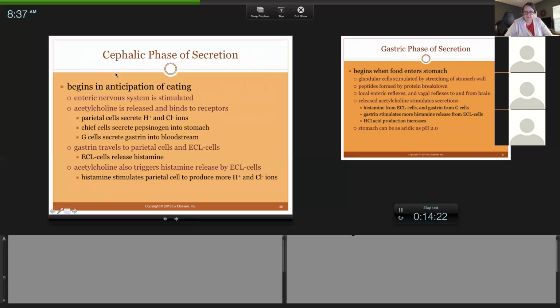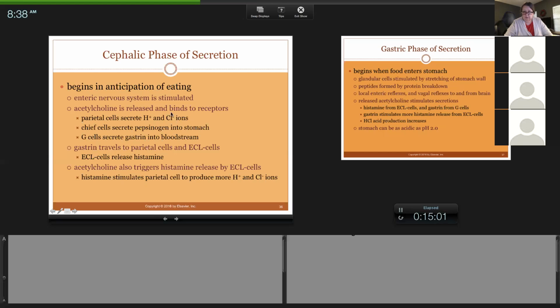What happens is your dog is like, oh my gosh, there's the treat bag. The enteric nervous system, which means intestines, stomach, is stimulated. Then acetylcholine will be released from the nervous system because the brain says a meal's coming. Acetylcholine binds to its receptors in the GI tract. Then the parietal cells secrete H and Cl, hydrochloric acid. The chief cells secrete the pepsinogen, and the G cells secrete gastrin. Gastrin is a hormone.